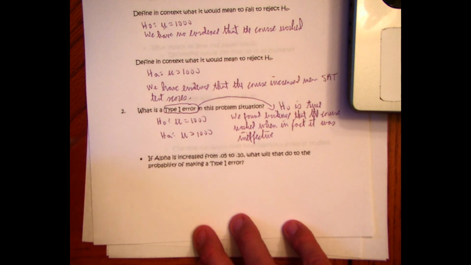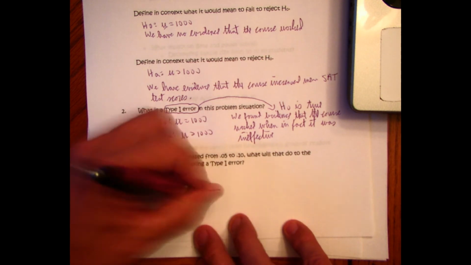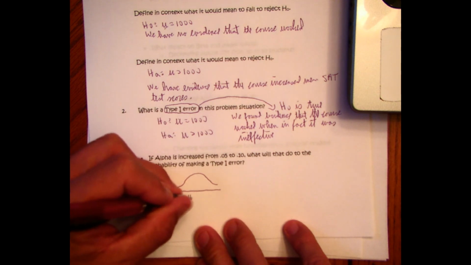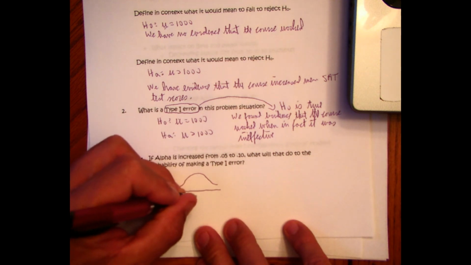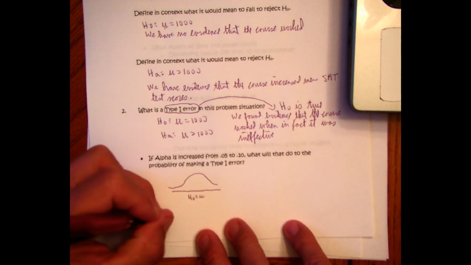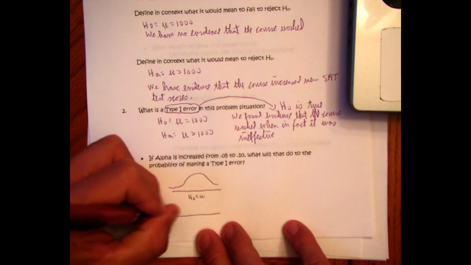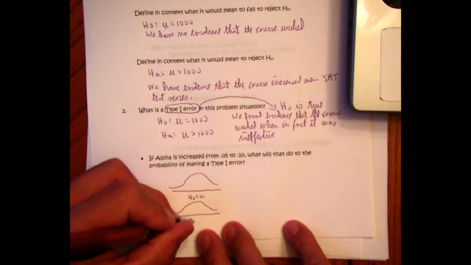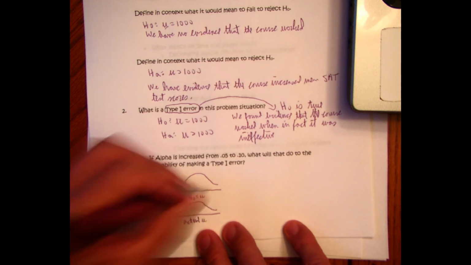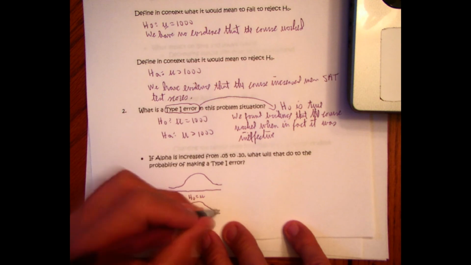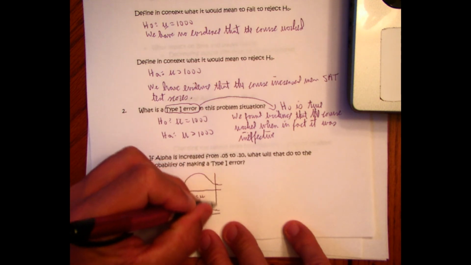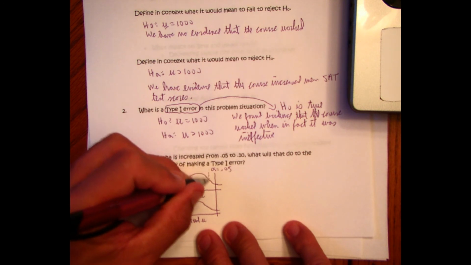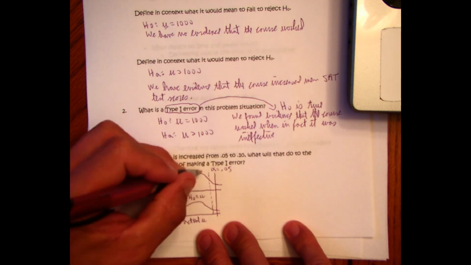Okay, so what happens when we increase alpha in a type 1 situation? Well, remember, this is our hypothesized mean and our actual mean. So this is our actual mean. So we increase alpha. There's alpha equals 0.05, and we increase it to 0.10.